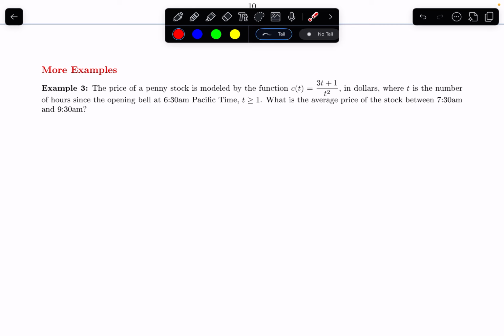In this video, we are going to do some more examples involving average value and finding the mass of a wire using integrals. All right, so our first example says the price of a penny stock is modeled by the function c of t equals (3t plus 1) over t squared. This is in dollars, where t is the number of hours since the opening bell at 6:30 a.m. Pacific time. And it says that t is greater than or equal to 1.